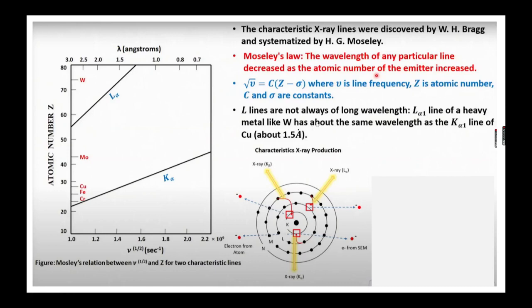So here also there is some relation between the frequency and atomic number, and L lines are not always of long wavelength. The L alpha 1 line of a heavy metal like tungsten has about the same wavelength as the K alpha 1 line of, this is something factual. So here you can see Moseley's law: the wavelength of any particular line decreases when the atomic number of the emitter is increased. So it is inversely proportional. So the answer will be B.